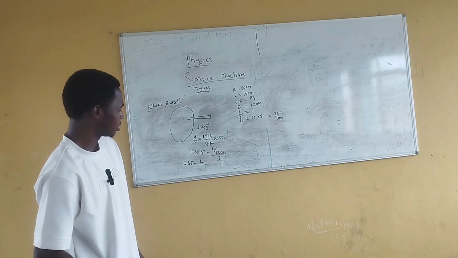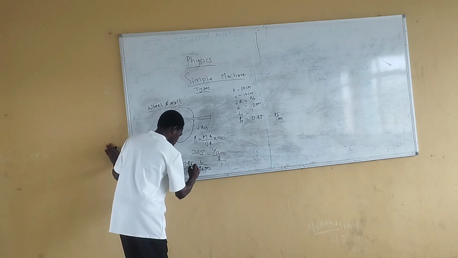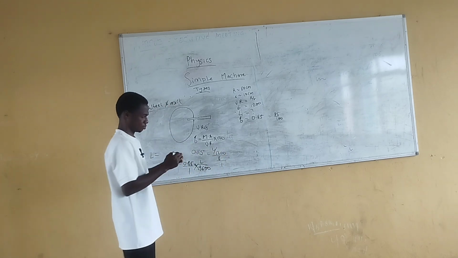Well, if I do try 9600, check, confirm 9600. So with this we are done. That's there. You can just do like this. You cross multiply. Load is equal to 9600 times this.